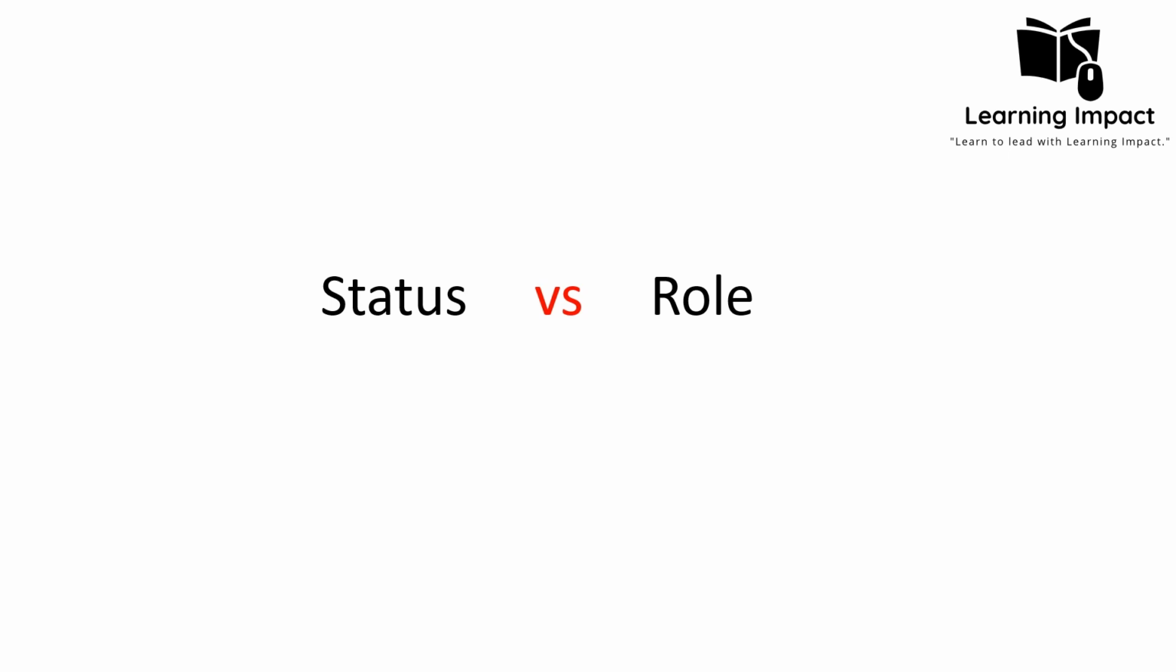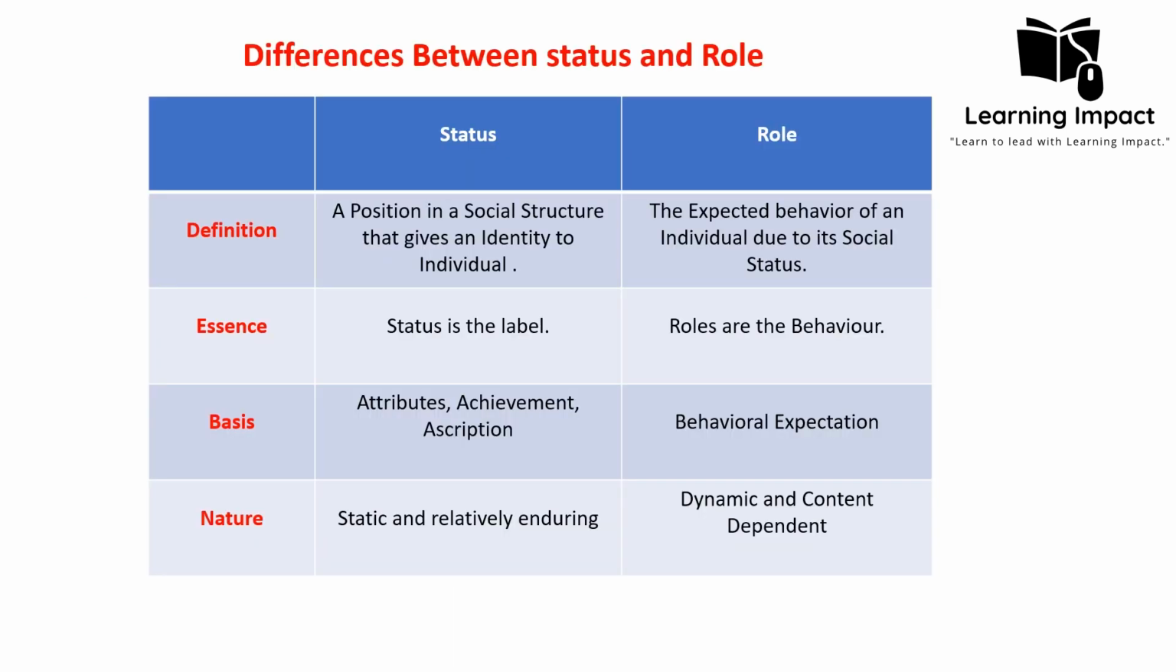In today's lecture, we will discuss the difference between status and role. So let's start with the definition of status and role. First, we have to look into it. Status is a position in a social structure that gives an identity to an individual. An individual has some sort of identity in society.